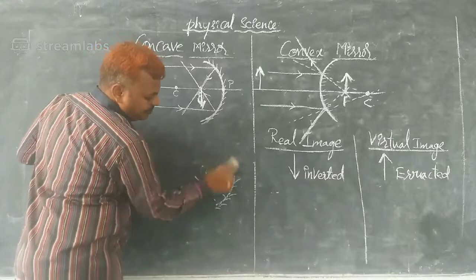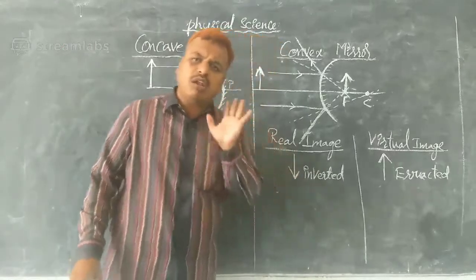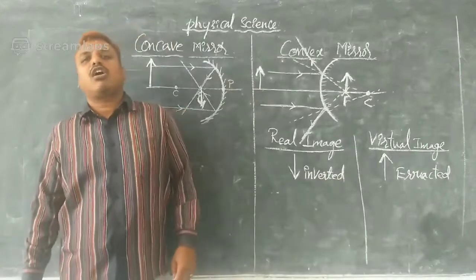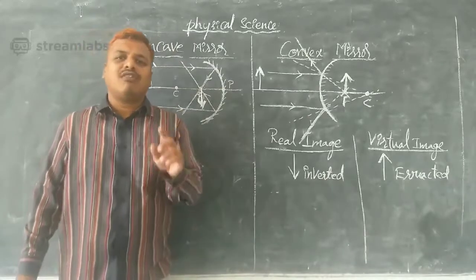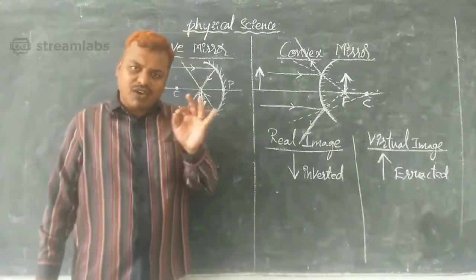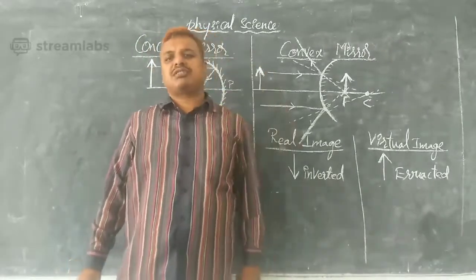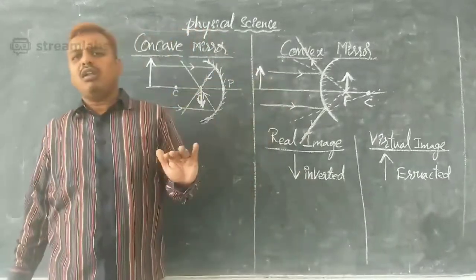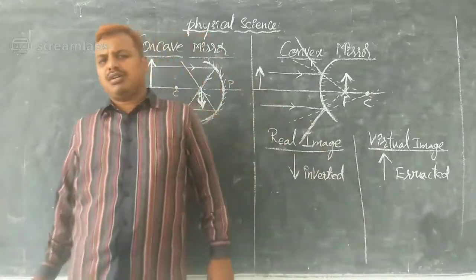Right. Now let us see in detail about the concave mirror. Is that clear to you all? Concave mirror is a converging mirror. Concave mirror always forms a real image. Concave mirror always has an inverted image, except one case. The remaining time it will have an inverted image. So an inverted image means it is always a real image.